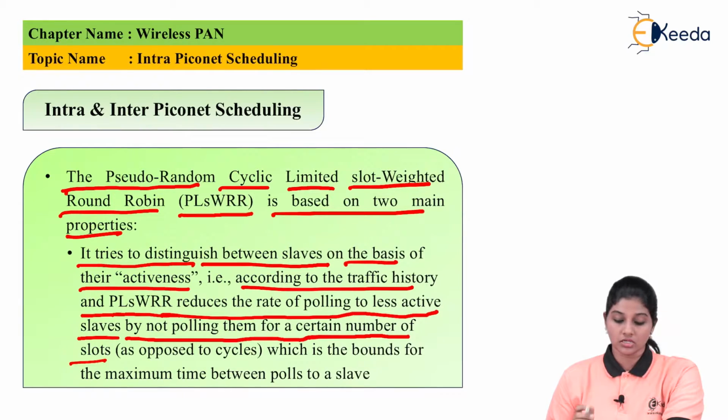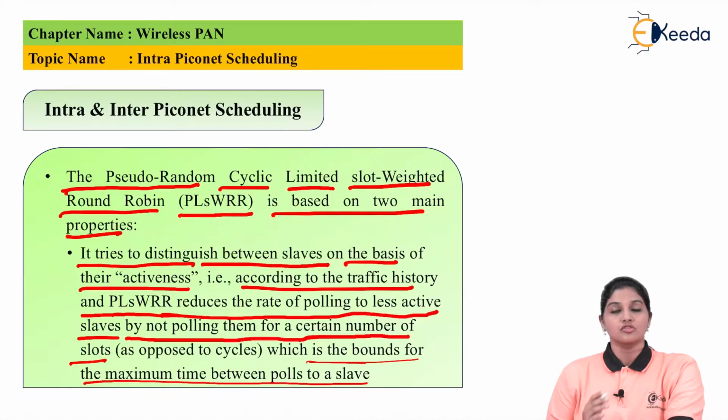Now in this case, depending upon whether the slave is in active mode, hold mode, park mode or sniff mode, the slaves are distinguished in this type of algorithm. And here also the rate of polling is reduced after every polling cycle. A certain number of slots is set as the bound for the maximum time between polls to a slave. So here the slotting is done on the basis of the activeness of the slave, and the same activeness is used for differentiating between the 2 slaves.